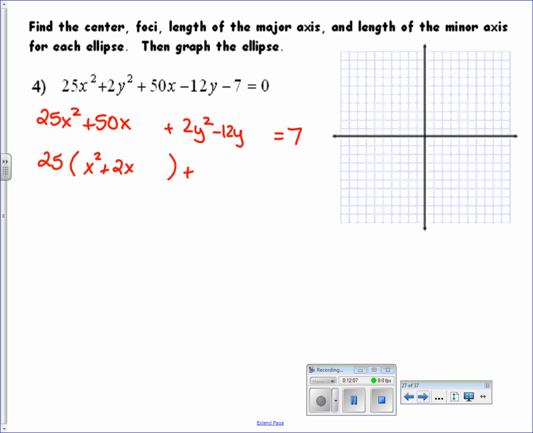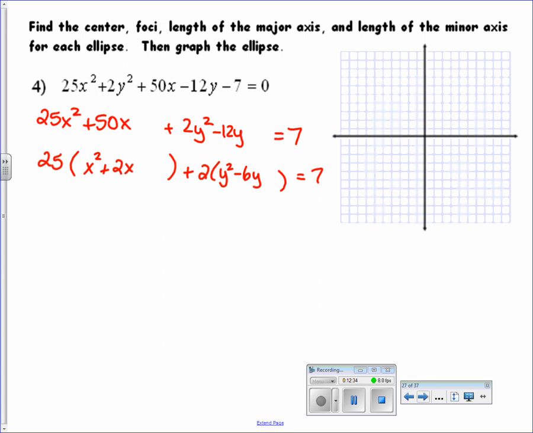Now, what should I take out of the y's? Because it's not going to be the same number. Take out a 2. So we're going to have y squared minus 6y. And leave a space, and then that's going to equal 7. Process is staying the same. We're not doing anything dramatically different. Just going to look slightly different. Okay? Now what should we do?